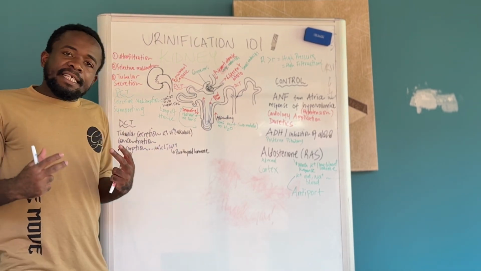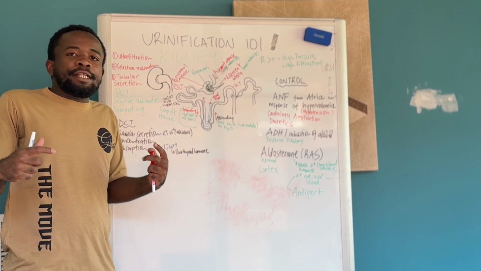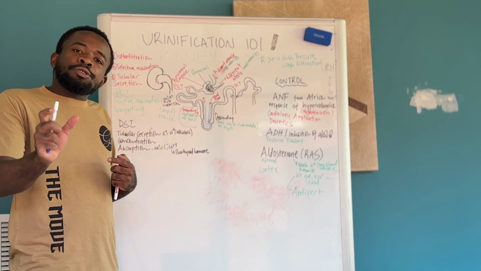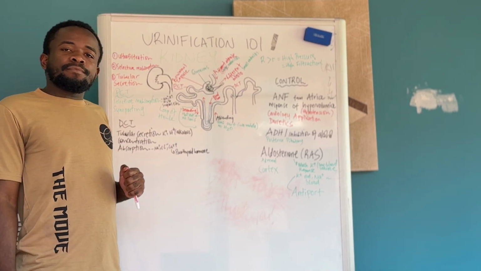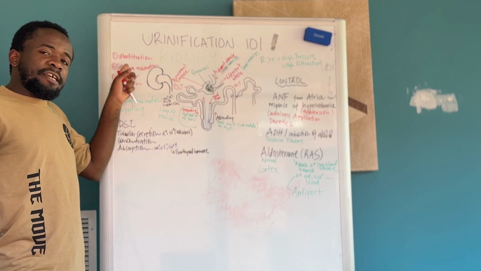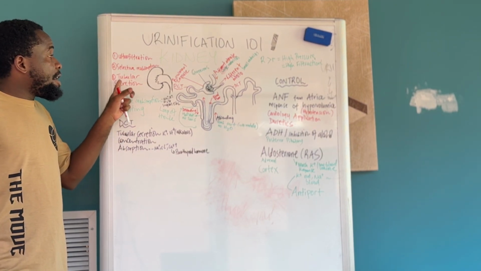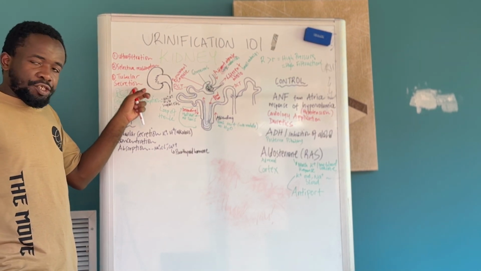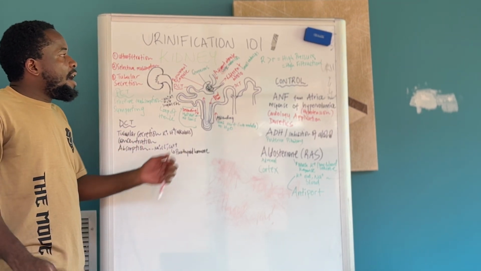Now, let us delve into urinification 101. In simplicity, urinification is the process by which urine is produced. You get? It involves three steps: ultrafiltration, selective reabsorption, and tubular secretion.